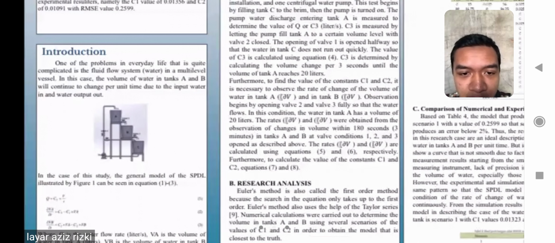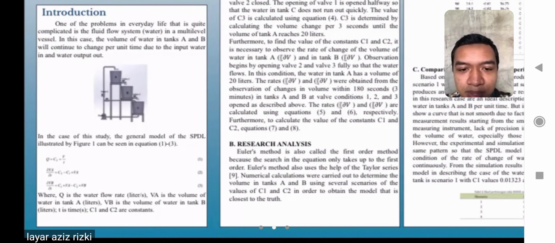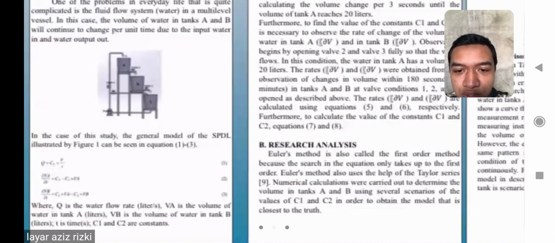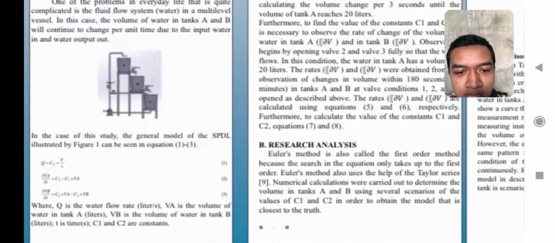SPTL model that has been built, with results close to the experimental results, namely the C1 value of 0.01356 and C2 of 1001091 with RMSE value 0.2599. Introduction.